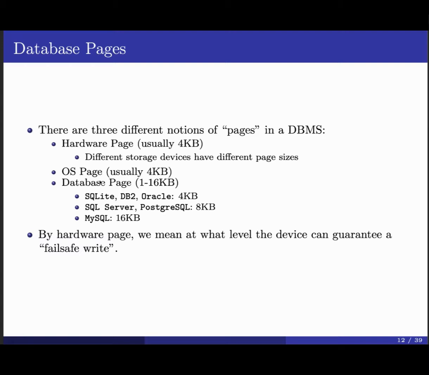Above the hardware, we have what's called the operating system page. The operating system operates over the hardware, and the size of the operating system page or block is usually 4 kilobytes. It depends on the operating system.